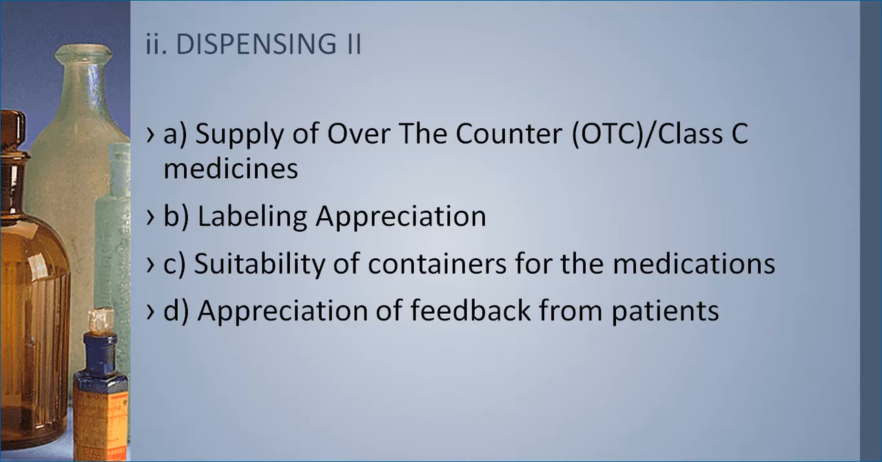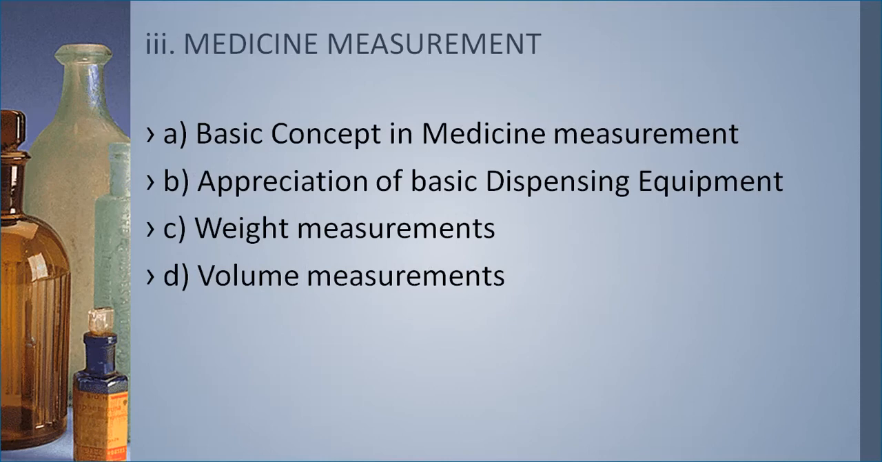Also, we are going to look at drug measurements. Under drug measurements, we look at the basic concepts in drug measurements. There are a lot of words you will be hearing, like milligrams, milliliters, kilograms. How are we supposed to understand this? Then we look at dispensing equipment. These are equipment, or basically kits, or things that help us to dispense the medicine to the patient. We look at weight measurements, then the last thing will be volume measurement.